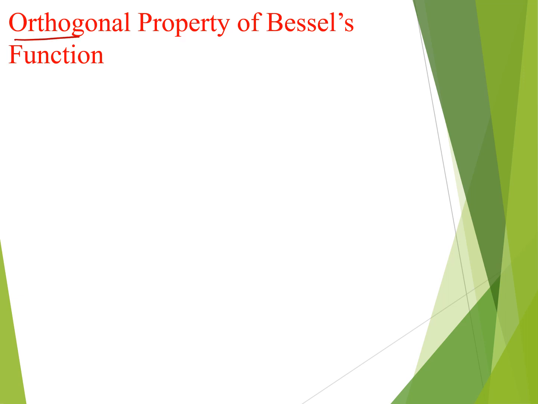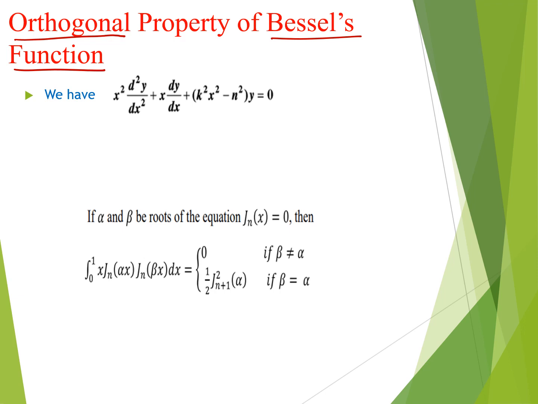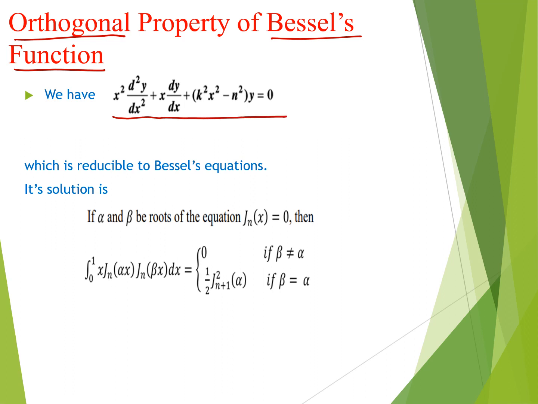Now the orthogonality property of Bessel's function. That means if we have a differential equation as a Bessel's differential equation, x square d square y by dx square plus x dy by dx plus k square x square minus n square y is equal to 0, which is reducible to Bessel's equation, then its solution is: if alpha and beta are the roots of the equation J n of x is equal to 0.